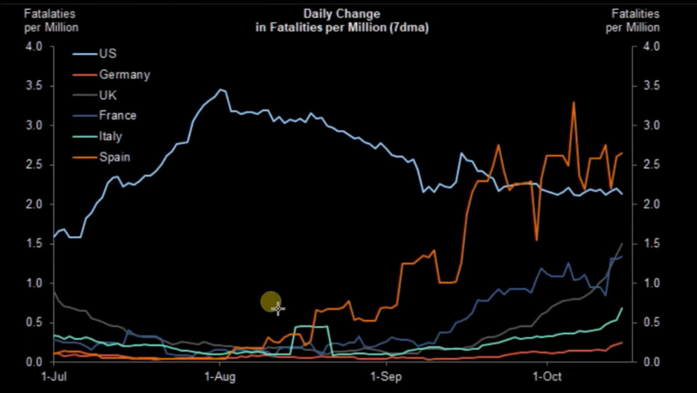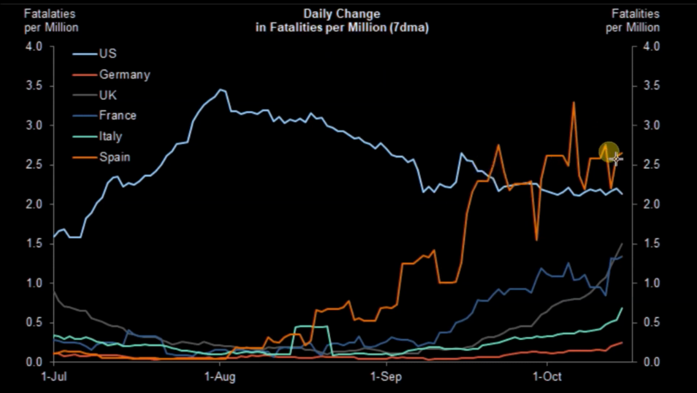Right, first chart in terms of the virus. Now, in terms of speculators, they built up a big long position, and a lot of those longs came in because there was a belief that the virus would have more impact on the US economy than the European economy. But that's all changing. You can see it from this chart here, which is daily change in fatalities per million.